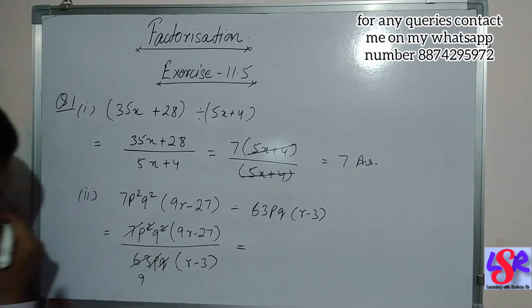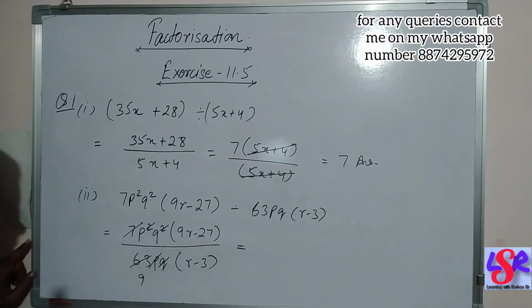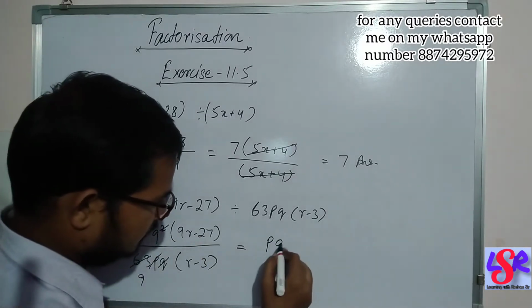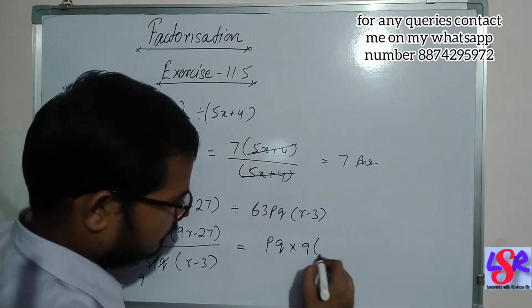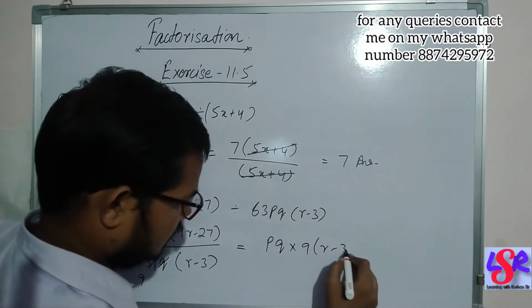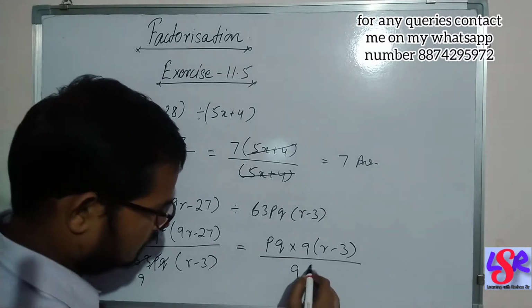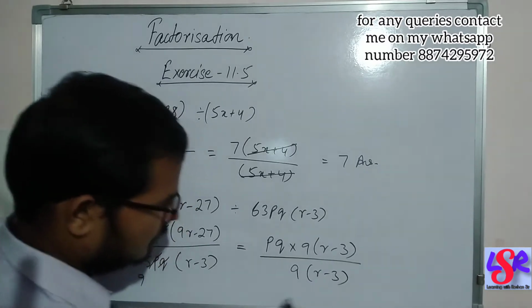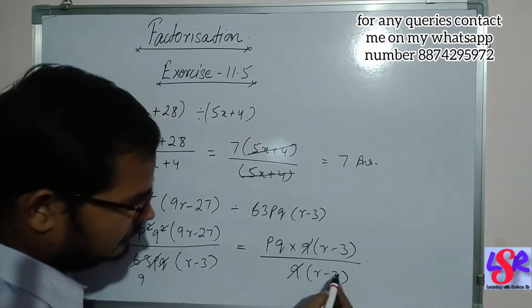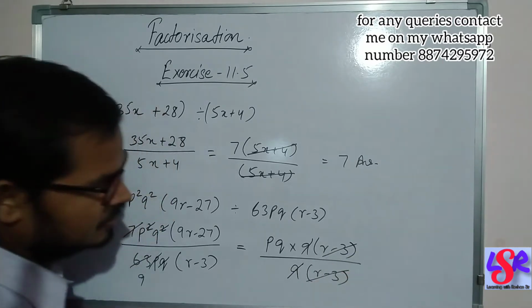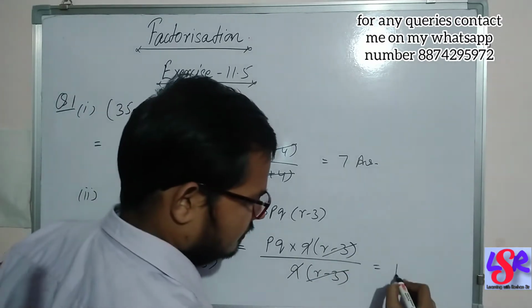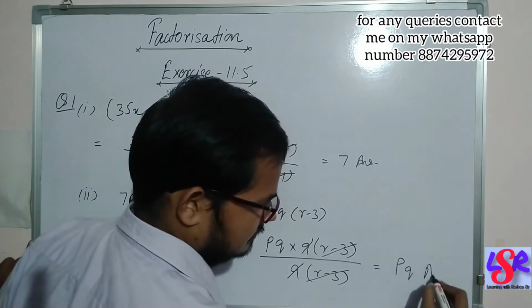Then from the bracket we can take 9 as common. So we are going to have pq into 9 (r minus 3) whole upon 9 into (r minus 3). Now this 9 can be cancelled again, and r minus 3 will be cancelled by this r minus 3, and we will be left with pq as answer.